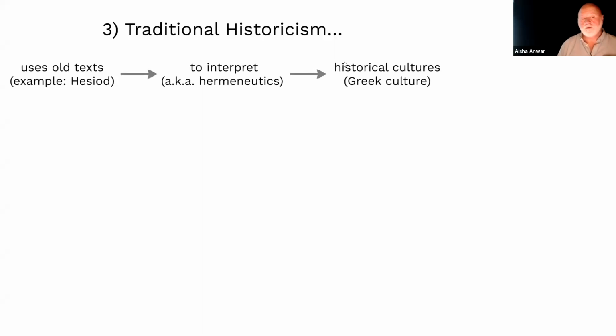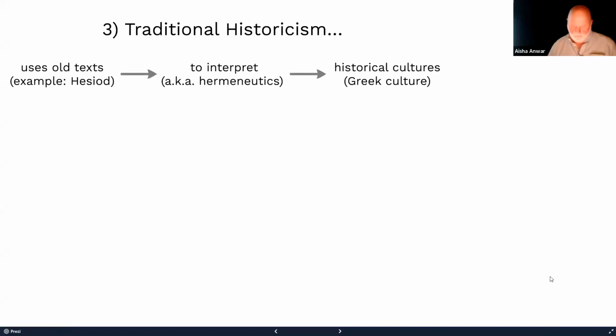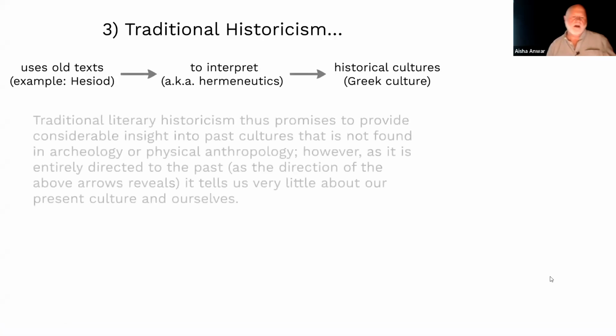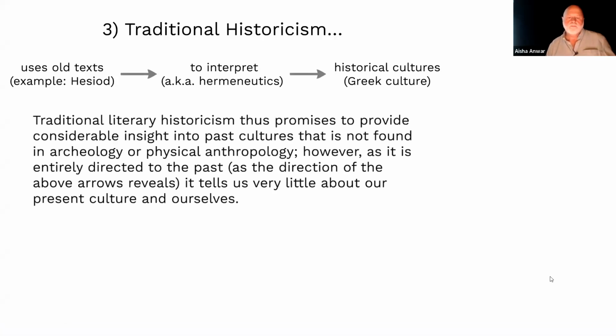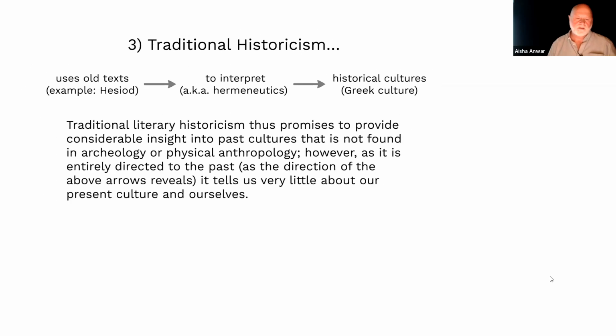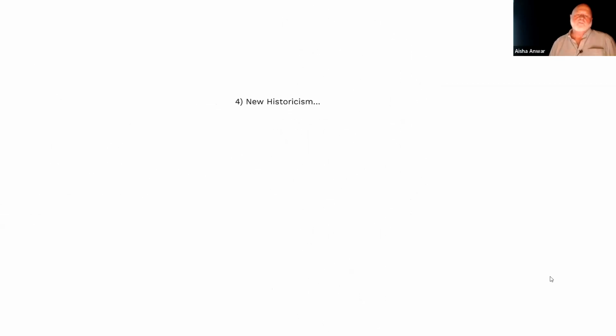And again, this is all interesting. You read Hesiod, you understand Greek culture more, that's great. But how relevant is that today? That's where traditional historicism has a problem. It promises that it's going to give you insight into past cultures, but it's entirely directed to the past. I mean, look at that arrow. That arrow is pointing back in history. It does not tell us anything about our culture today. It's backwards focused. It's looking back in history.